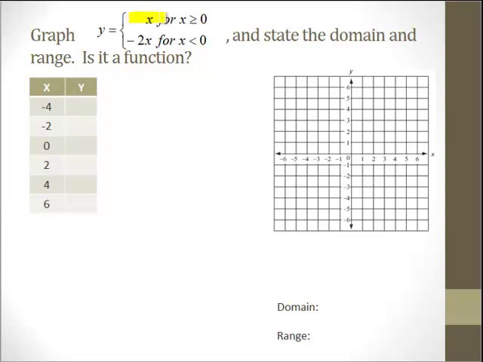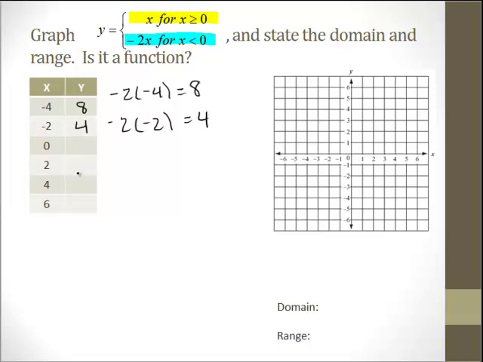Okay, so we have y is equal to x for every x greater than or equal to 0, or y is equal to -2x for every x less than 0. So what interval does the -4 fall into? It falls into less than 0. So that means we put -4 into this part of the function. -2 times -4 is equal to 8. Where does -2 fall? -2 also falls in this part. So we have -2 times -2, which is a positive 4.